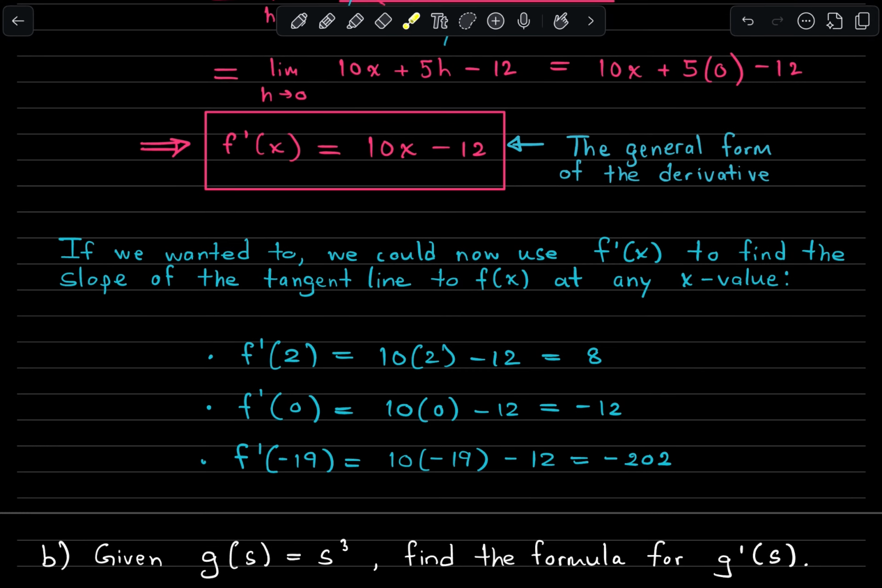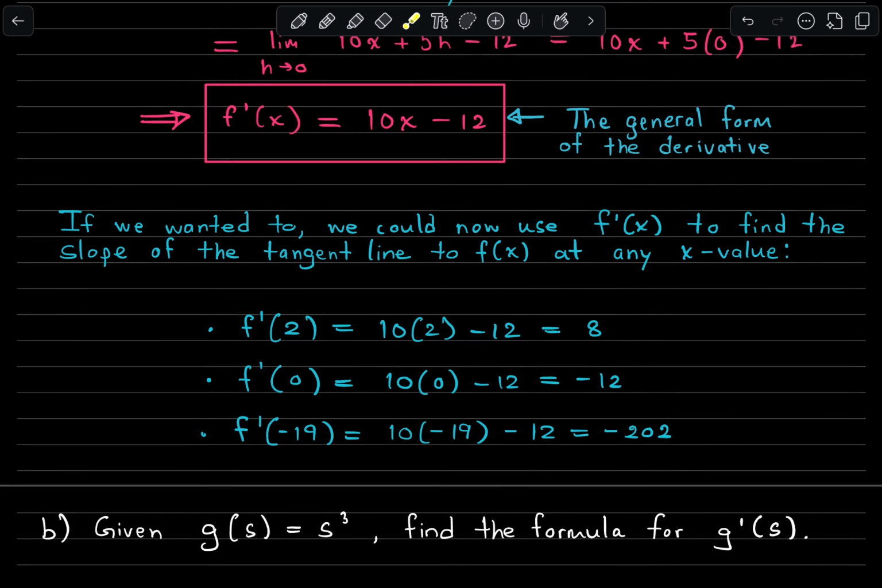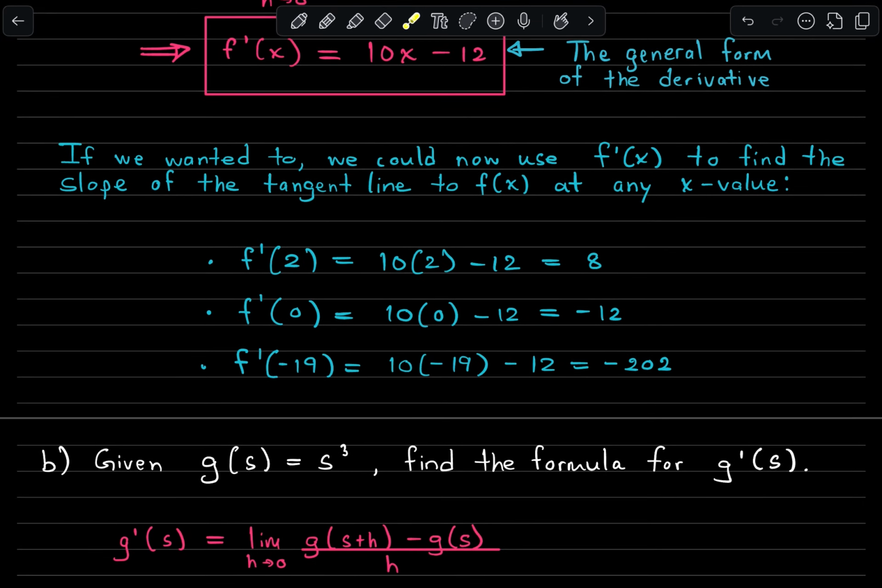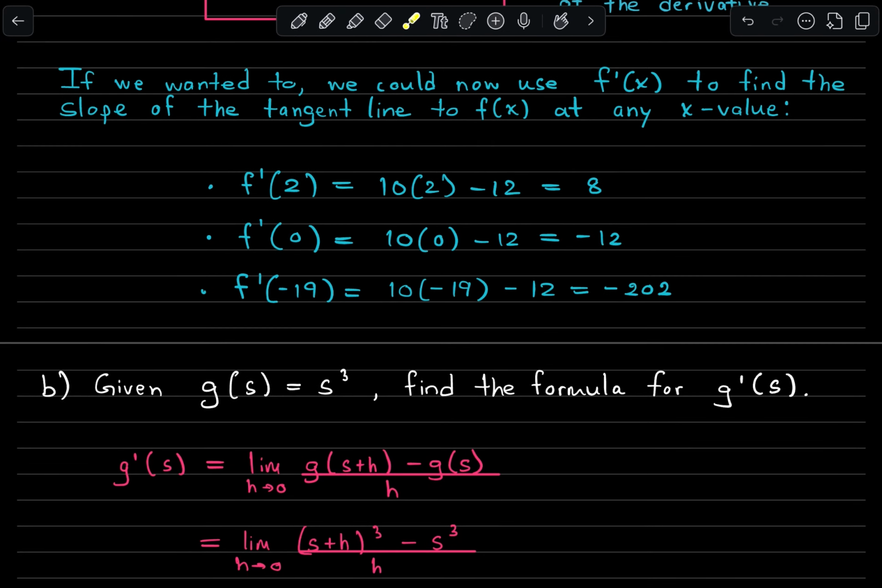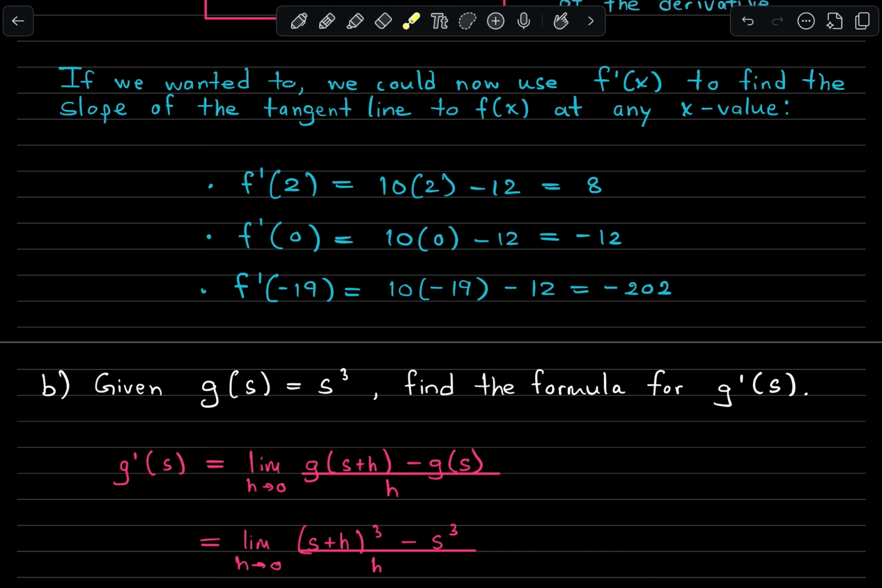Let's take a look at example B. Given g of s is equal to s cubed, find the formula for g prime of s. We start off the same way with our limit definition formula, but this time we're going to be leaving s in there instead of x. We substitute our function, which is just cubing, so we have g of s plus h, s plus h cubed, minus s cubed.